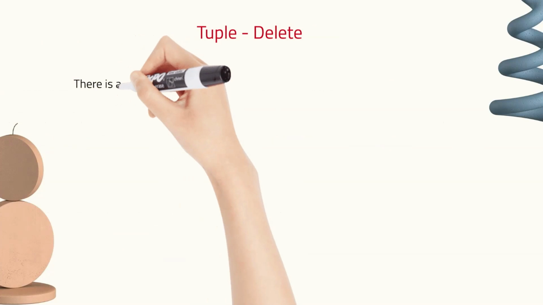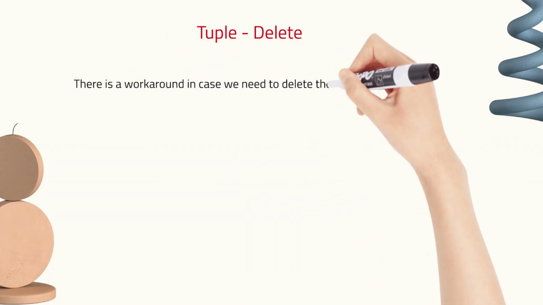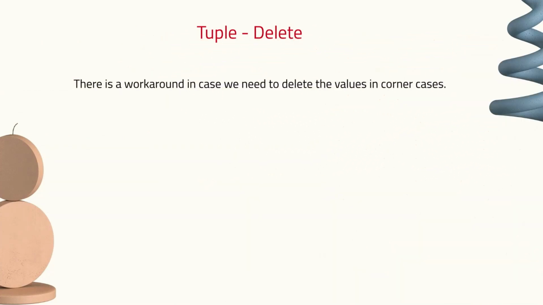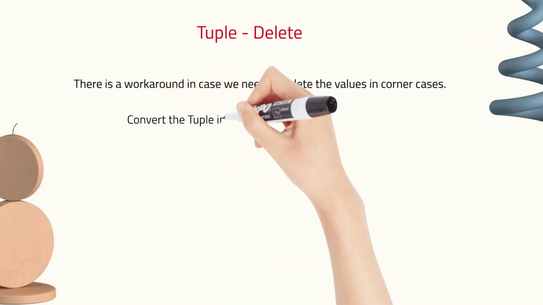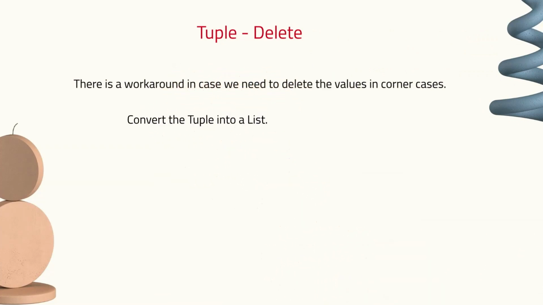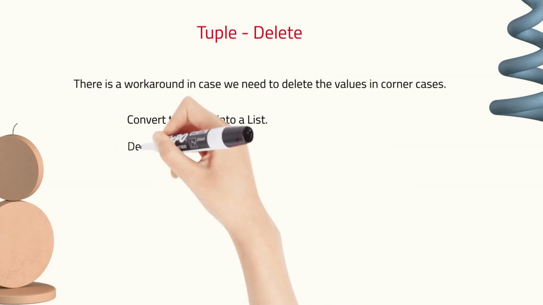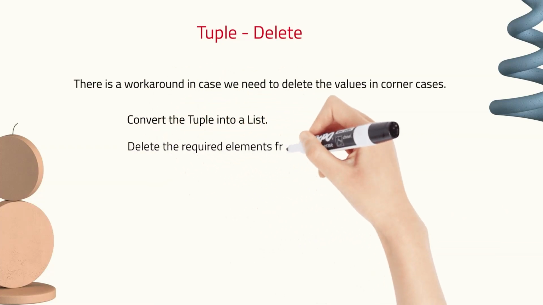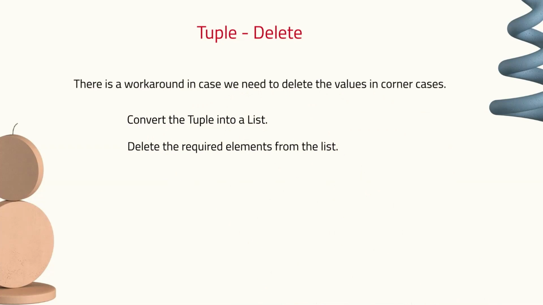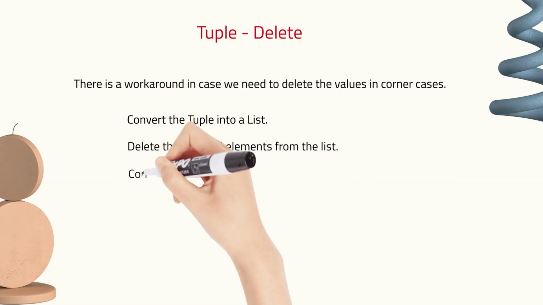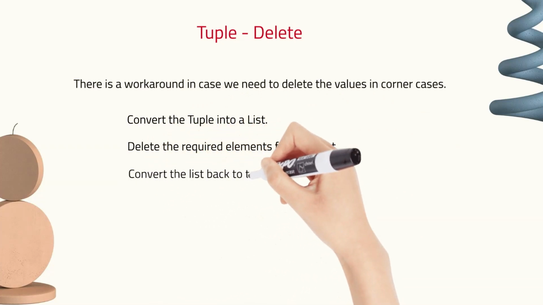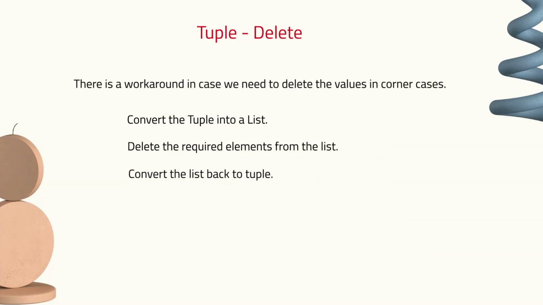However, if there is a requirement to delete an element of a tuple, then there is a workaround which can be used. First, we can convert the tuple into a list. Once converted into a list, we can delete the required elements from the list. Once done, we can convert the list back to a tuple. So, in this way we can delete the elements from the tuple if needed.